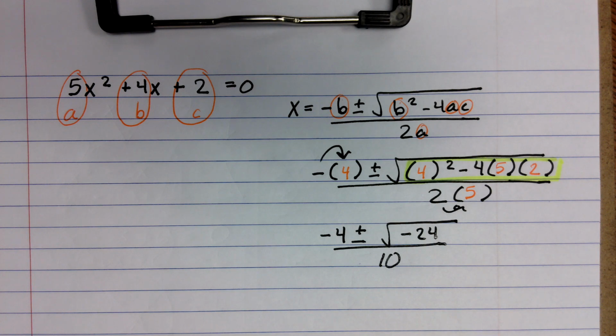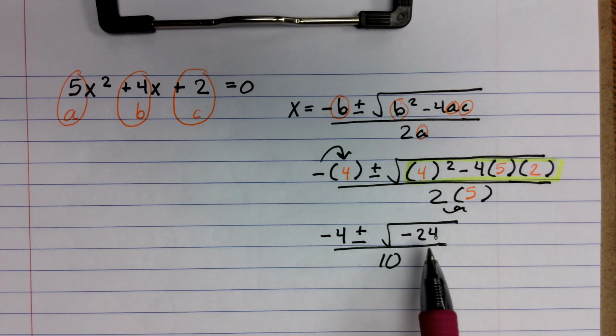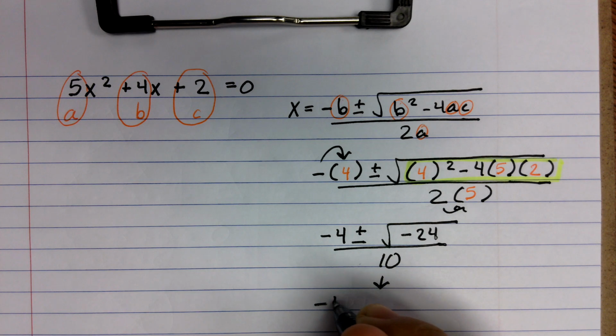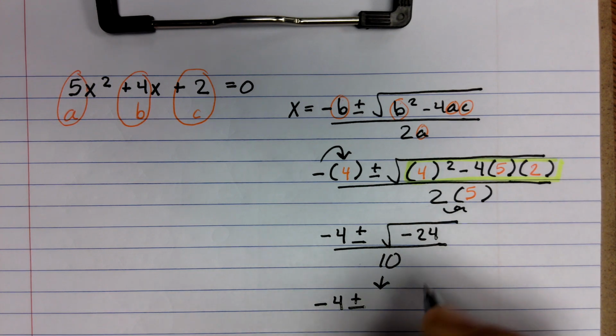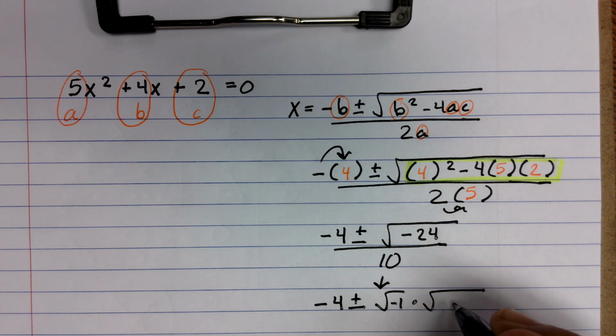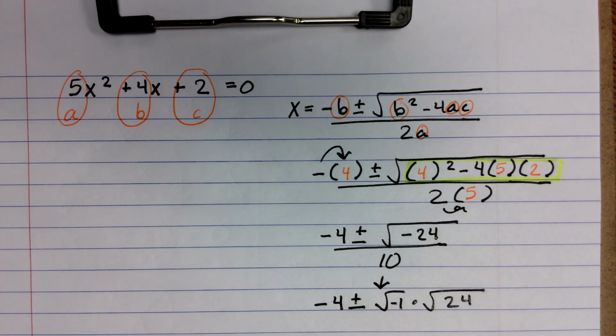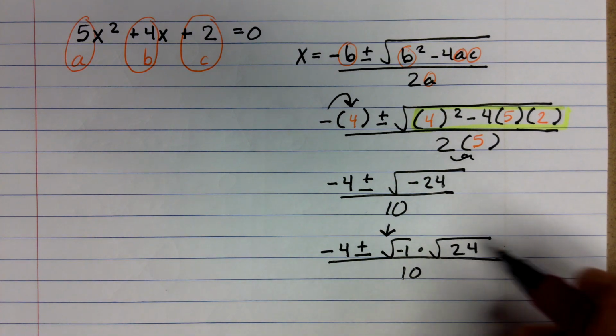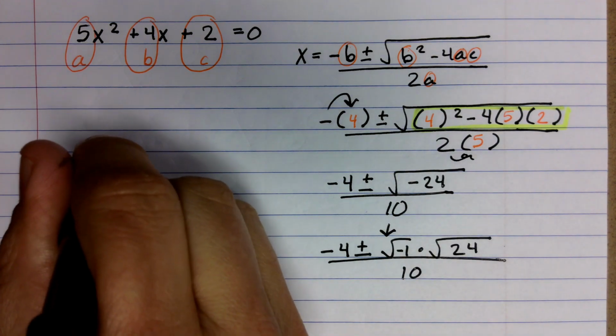All right. Now, just like I told you before, once we get to this point, we want to see, can this radical be simplified? And so what I'm going to do is, right before we even check to see if it can be simplified, I'm going to rewrite this one more time. Let's take out that i value, the imaginary number. So I'm going to have the square root of negative 1 times the square root of positive 24. And this is all divided by 10. So I'm going to check and see, can the square root of 24 be simplified further?